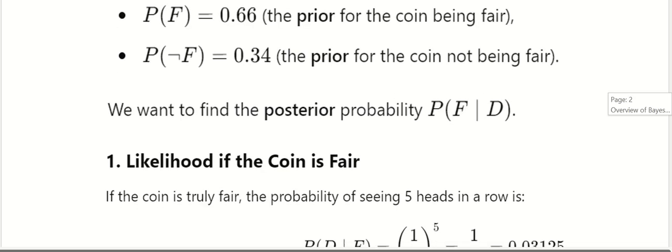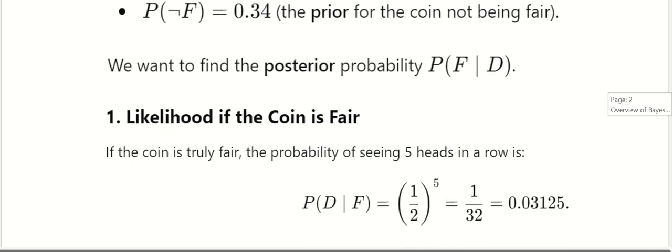So now let's estimate the likelihood if the coin is fair. It's very easy. If the coin is fair, the probability of seeing 5 heads in a row is exactly half to the power 5, because we have a 50% chance if it's fair. Every time we flip it, we multiply by half, so we get half to the power 5, and it's equal to 0.03125.